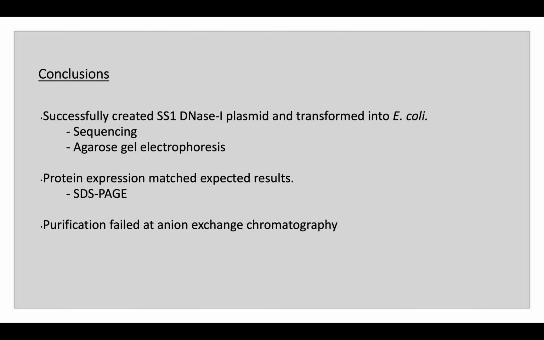In conclusion, we successfully created SS1 DNase-I plasmid, and we've transformed it into E. coli. We performed an agarose gel electrophoresis to determine which samples we wanted to sequence. Sequencing determined which samples to continue with and proceed on with the project. Protein expression matched expected results. This was seen with the SDS page. Purification failed at anion exchange chromatography. This was seen in the last SDS page, as the flow-through contained our protein.